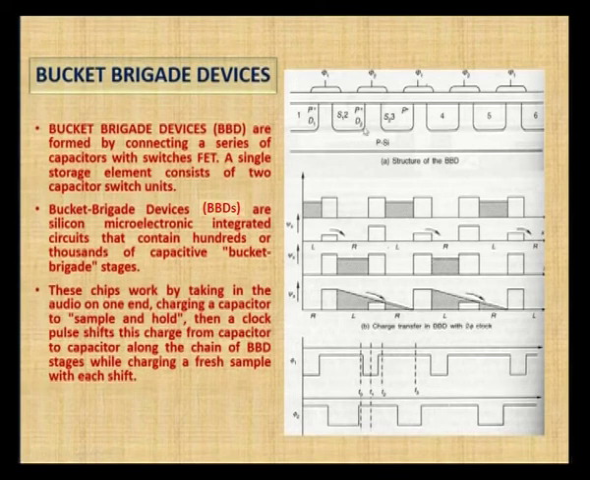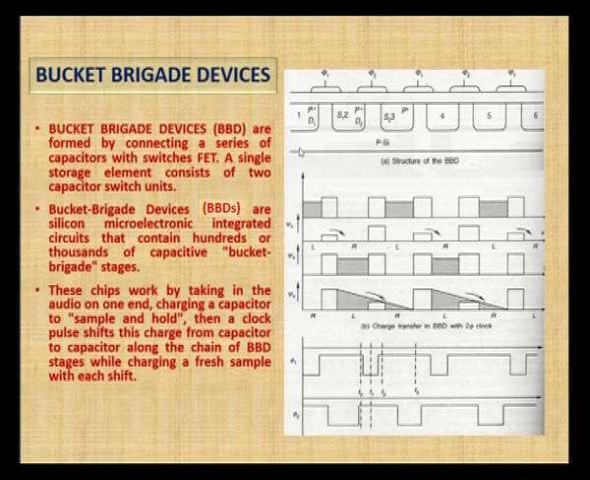Here the structure of a BBD looks like this. Every pixel has two switches, this forms one capacitor, this forms another capacitor here, and the MOSFET drain of one pixel will act as the source of another one. This is a drain, this is a source S1, and this source 1 will act as the drain for the next MOSFET. This is how the structure of a BBD looks.